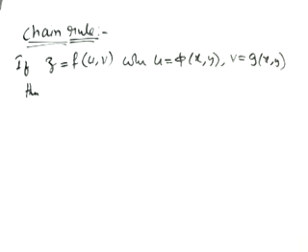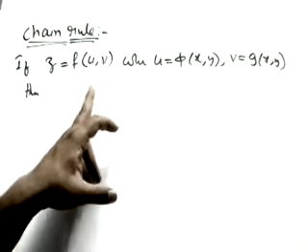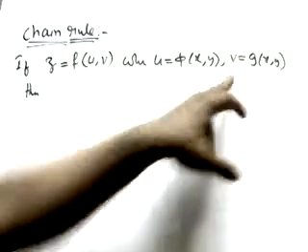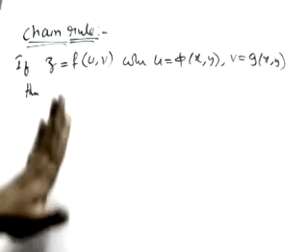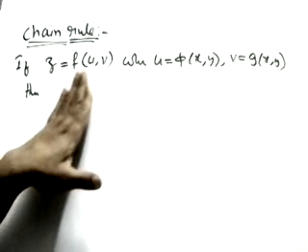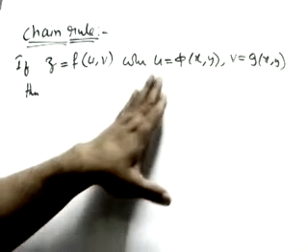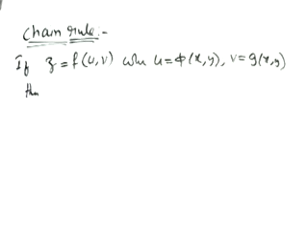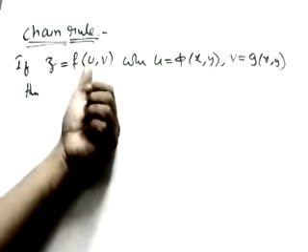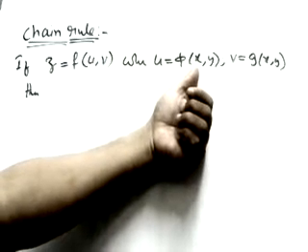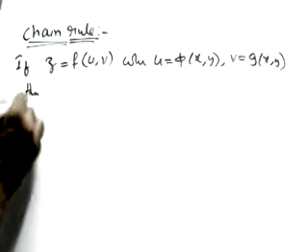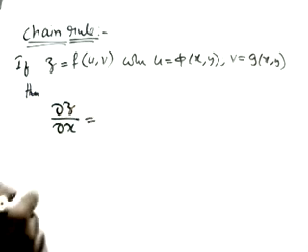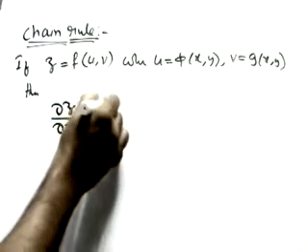You see how we denote it: if z equals f of u comma v, whereas u equals phi of x comma y and v equals g of x comma y. If this is the given function, z equals f of u comma v, where u equals phi of x comma y and v equals g of x comma y, that means u and v are related to x and y. So if we want to find dou z by dou x, how do we find it?